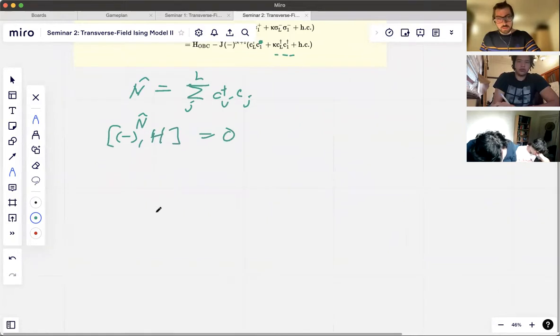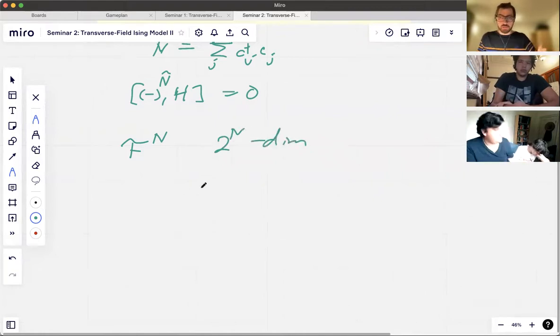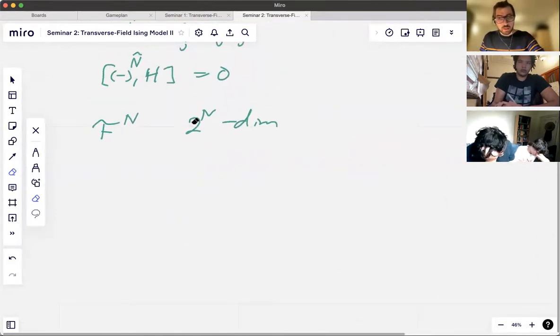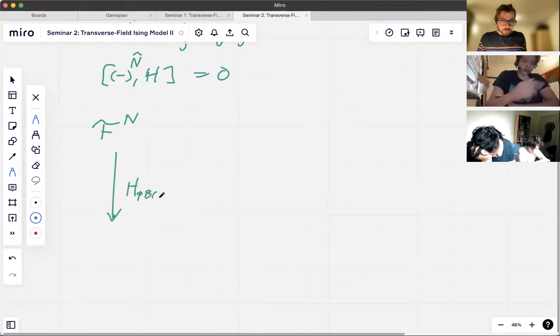So that suggests we can do the following. I'll define F^n to mean the Fock space of n fermions, and this is a 2^n dimensional Hilbert space, which is just a convenient rewriting of the spin Hilbert space. This superscript n just refers to the number of fermions. So I know that H_PBC, the original thing we had, takes us from F^n to F^n.